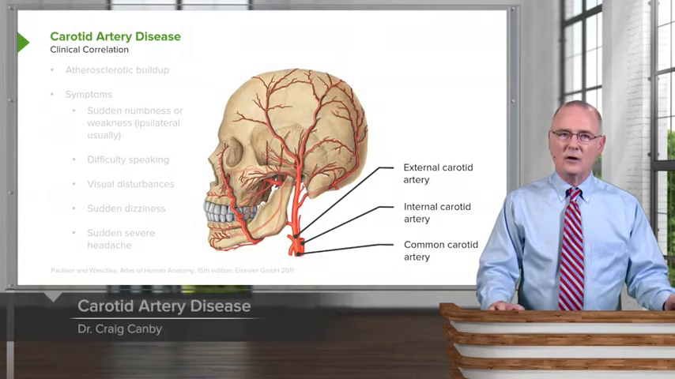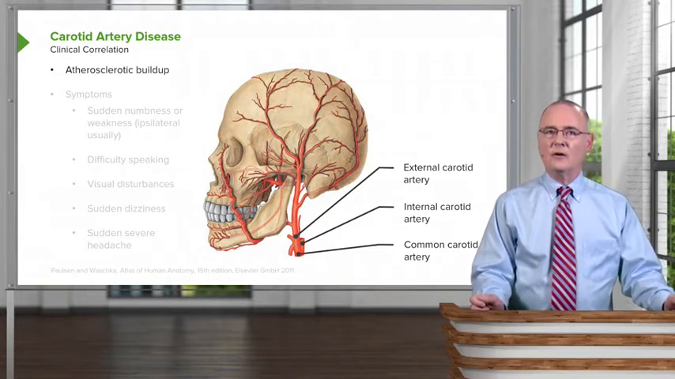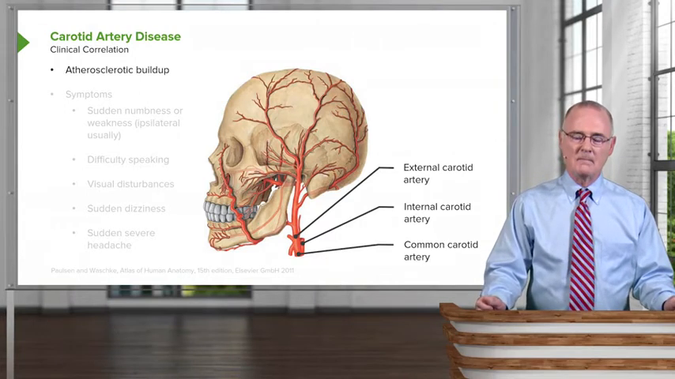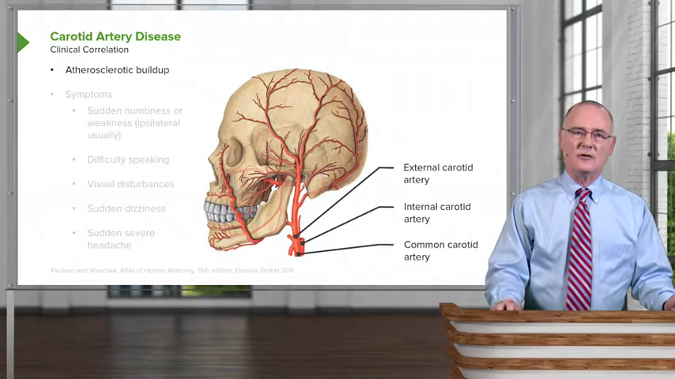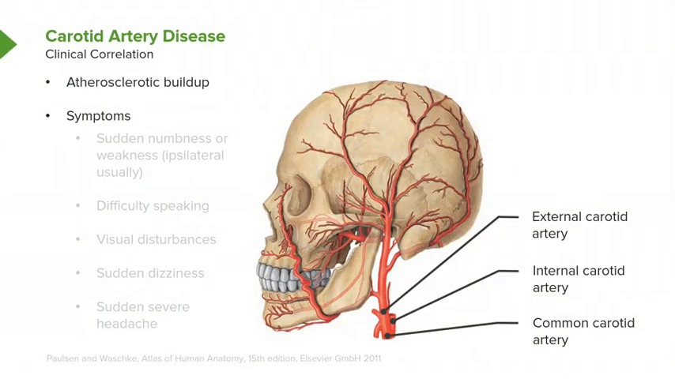Another clinical correlation to be aware of is carotid artery disease. And so in this particular clinical situation, we're looking at atherosclerotic buildup. If there's substantial narrowing and then ultimately complete stenosis of the carotid artery, that can result in stroke symptoms. So that could be a thrombus that forms that completely obstructs the carotid artery system. It might be an embolus that would then occlude the atherosclerotic narrowing.